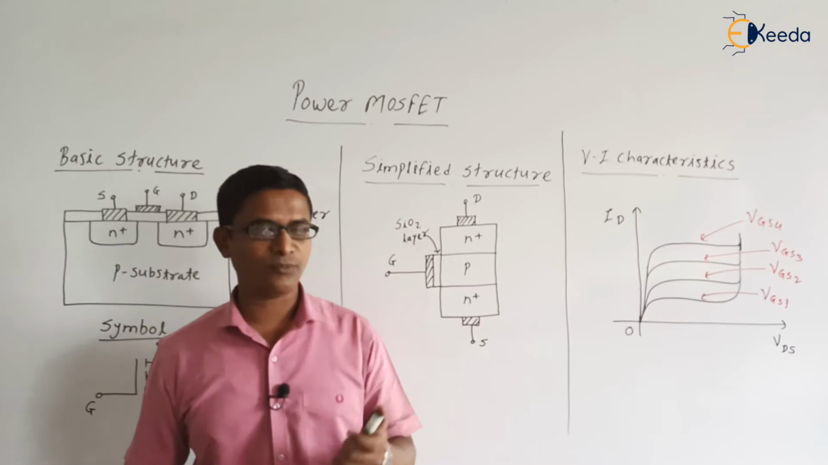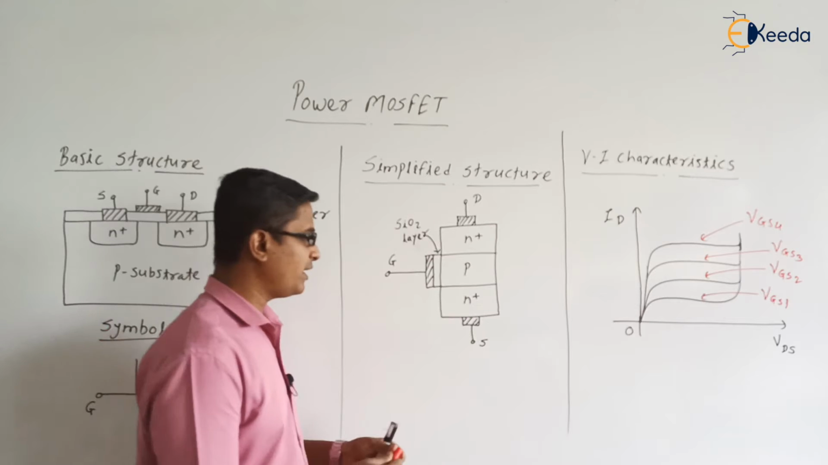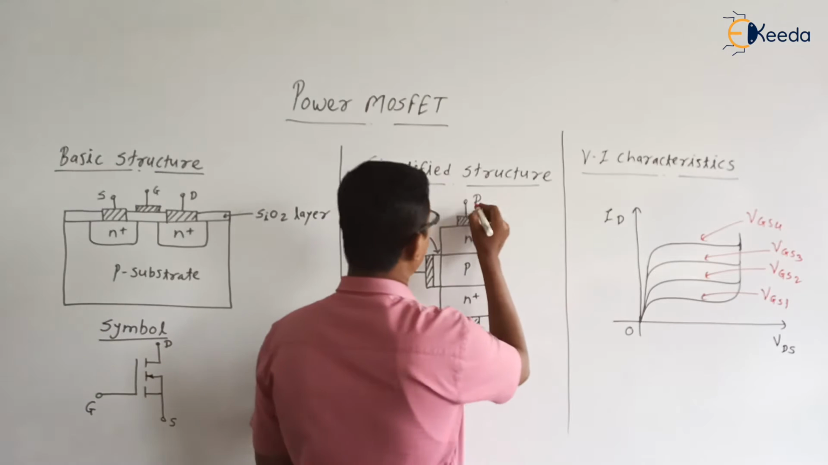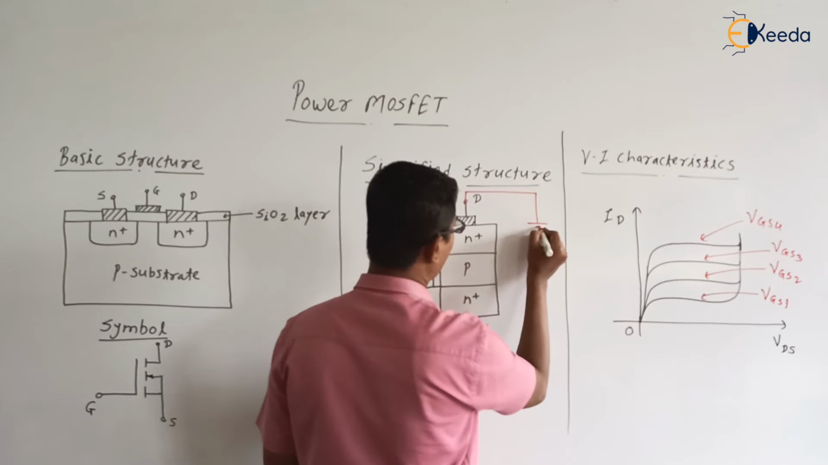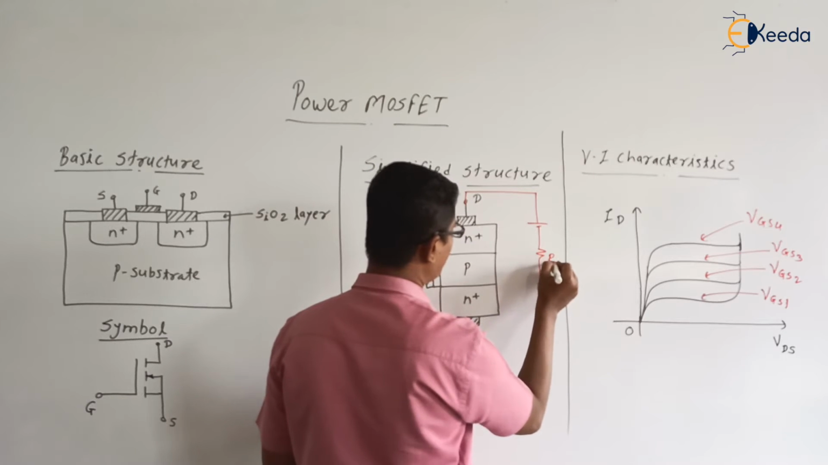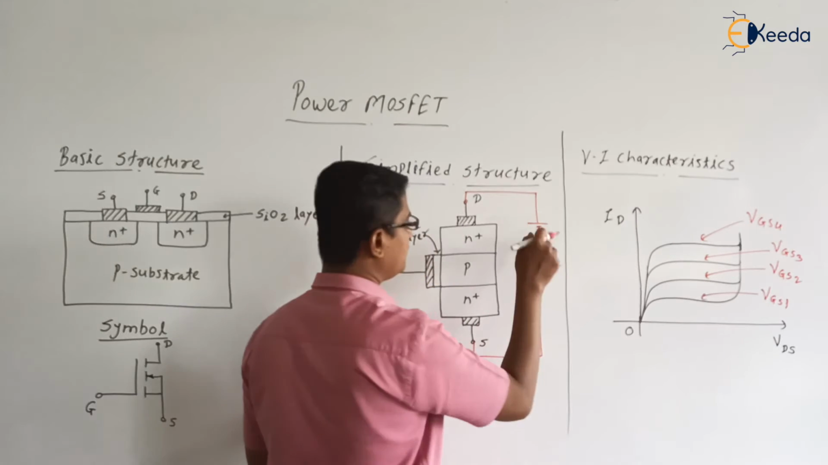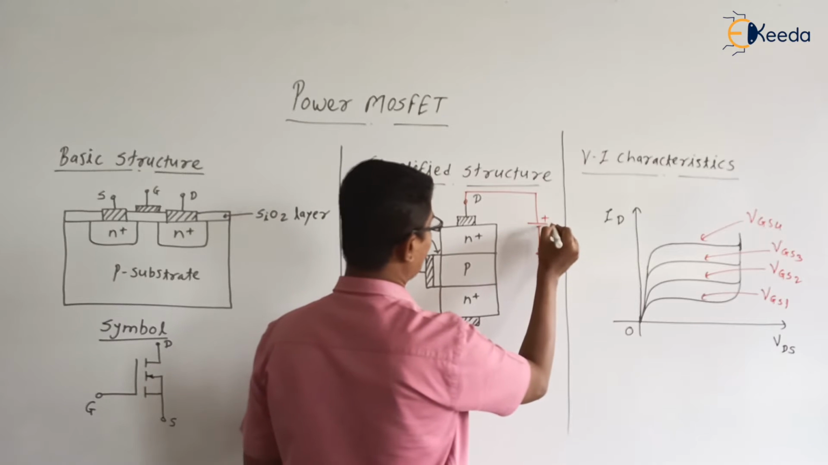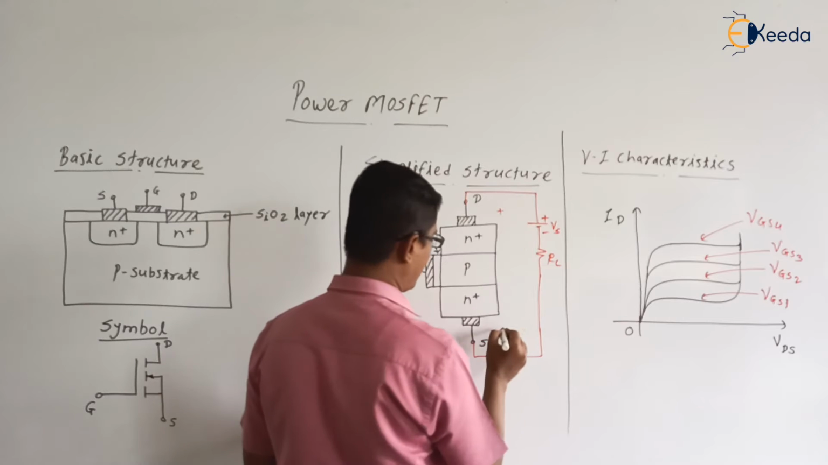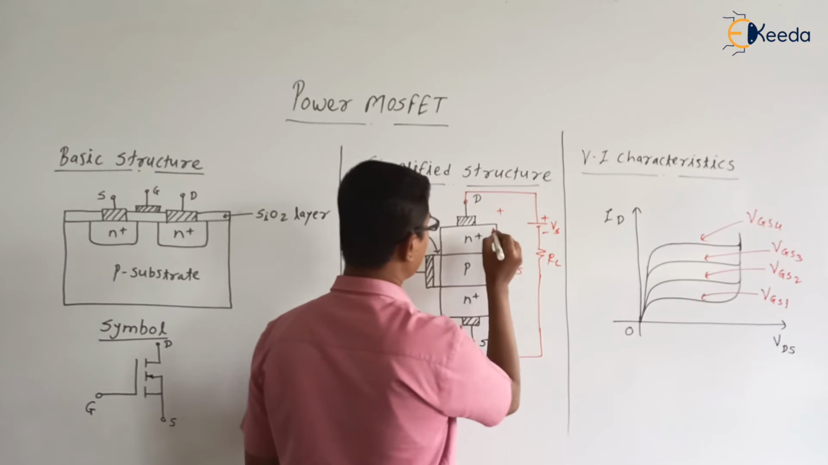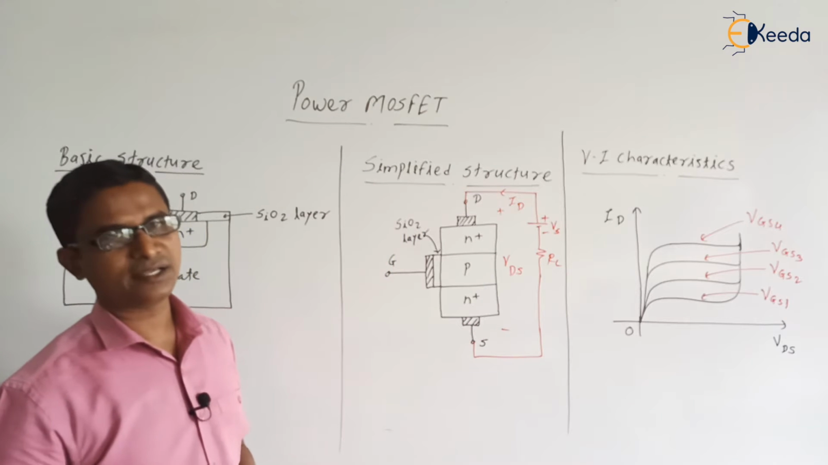Operation of the power MOSFET. As I said, in the case of the MOSFET, between drain and source we have the load circuitry. Suppose here we have high power and the load is RL. Suppose this voltage is VS, the supply voltage. This voltage is VDS and this current is ID.